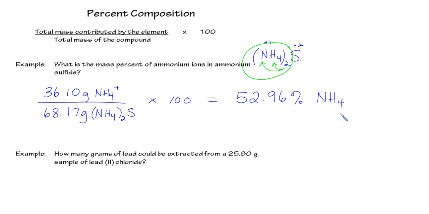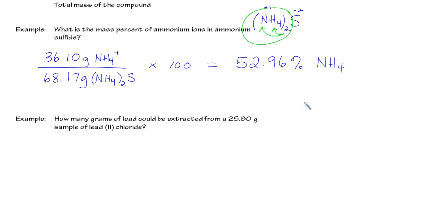So a little over half the mass comes from the ammonium ions and a little bit under half coming from the sulfur ion. That's easy, right? I hope so. Here's a way that you could use this. I really do like ones like this second one. This is something I've used quite a bit throughout the year. How many grams of lead could be extracted from a 25.80 gram sample of lead chloride?